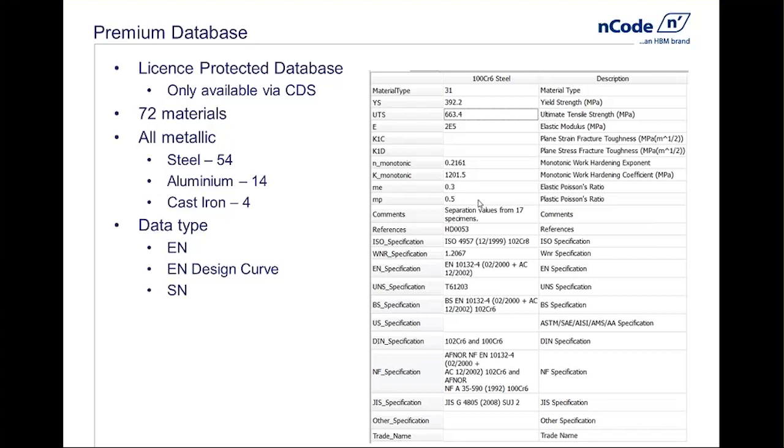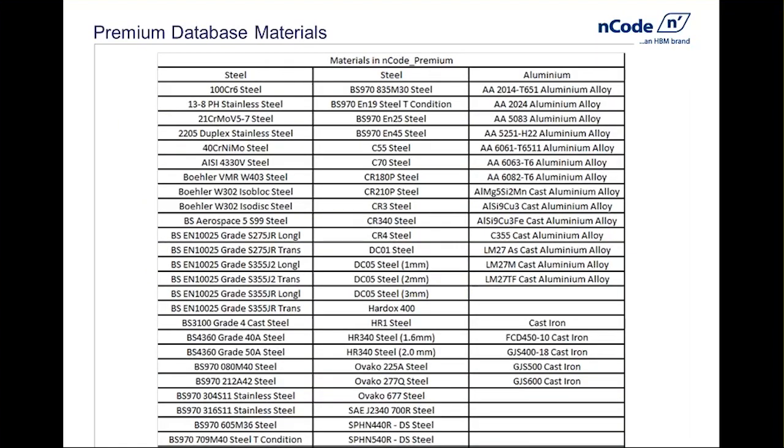And for the data types included, we have the basic EN curve at 50% certainty of survival and 50% confidence limit, the EN design curve at 97.5% and 95% confidence limit, and the SN data at 50% again. And all of this data will have a complete set of equivalent specifications, as you see on the right, and information on the number of specimens. And that's the list of the current set of materials. As you can see, mostly steels, then some aluminiums, and then a few cast irons. This is what's currently in there.